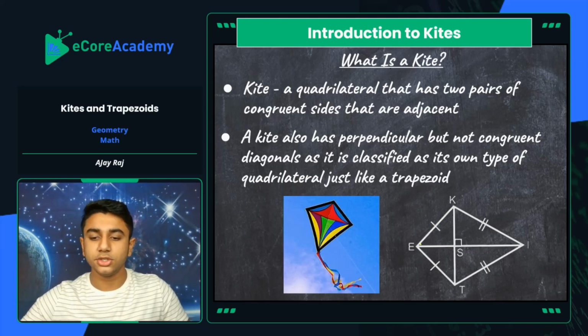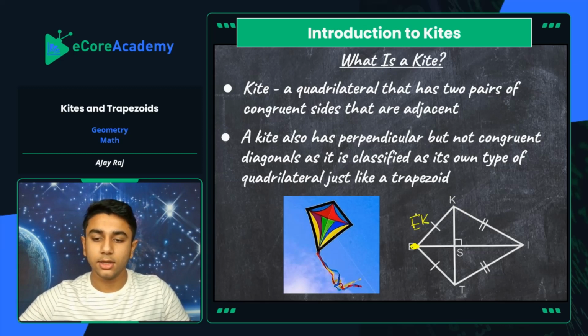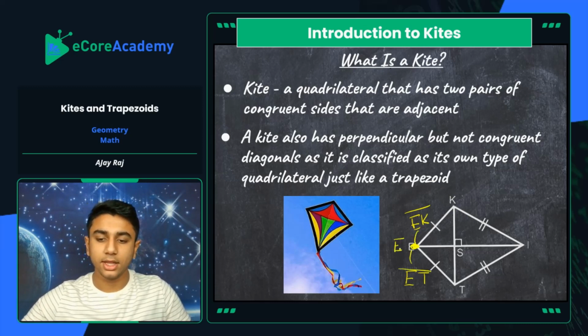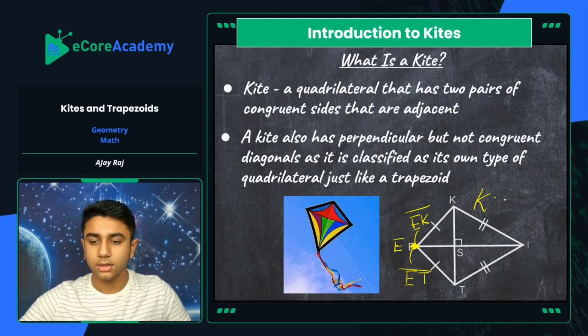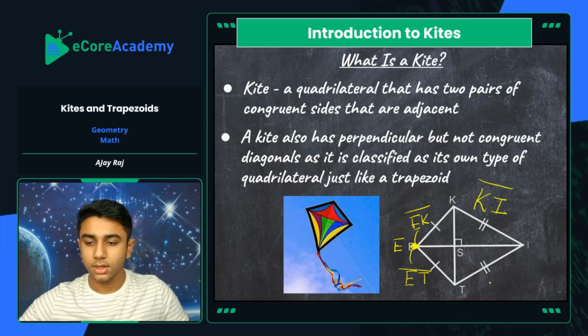touching. So these two, EK, line EK, or side EK, and ET, they both touch at the point E because they have that letter E in common. Therefore, these two sides must be congruent in length. And then same thing with KI and IT.